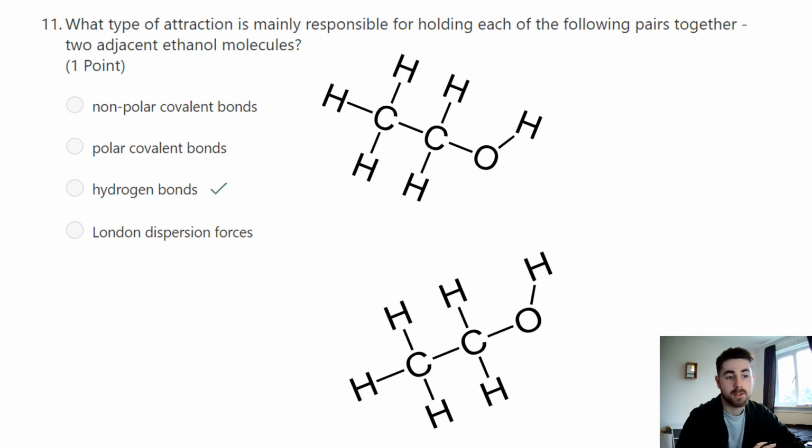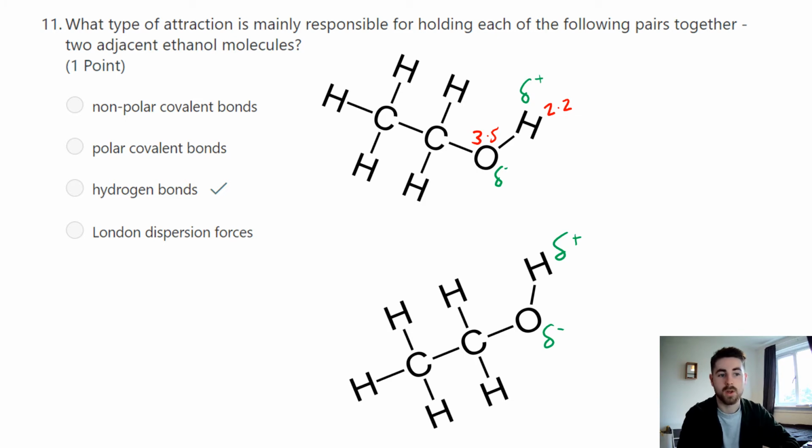So what kind of attraction occurs between two adjacent ethanol molecules? I've got two ethanol molecules here, and what's important to first note is that ethanol molecules contain an OH group, which is quite a strongly polar group. The oxygen has an electronegativity of 3.5 and hydrogen has an electronegativity of 2.2, which results in the oxygen atom being quite strongly partially negative and the hydrogen being quite strongly partially positive, so you get quite a strong dipole being formed, and we can show the same in the other molecule.